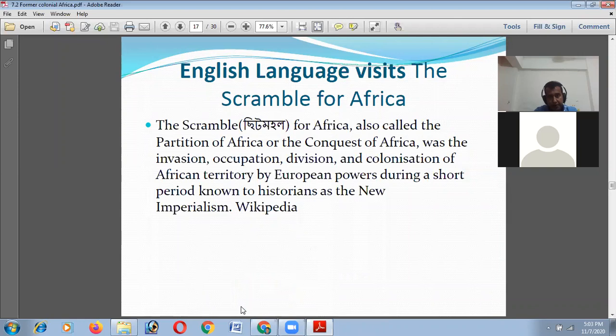And there are some other parts in Africa. The scramble for Africa, also called the partition of Africa or the conquest of Africa, was the invasion, occupation, division, and colonization of African territory by European powers during a short period known to historians as the new imperialism. There are some other parts. Actually, these areas were divided among many European countries for the rise and fall of political power.